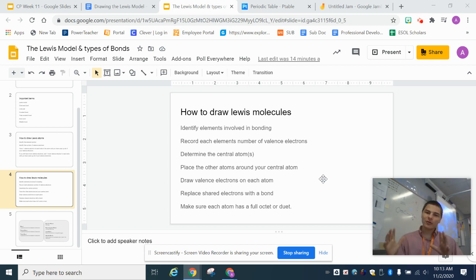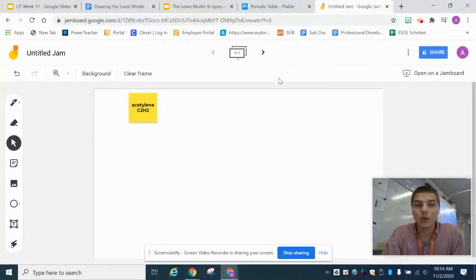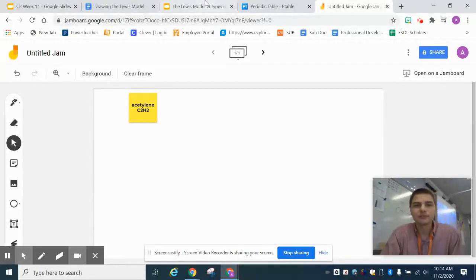Okay, so in our conversation about the Lewis model, we've worked on how to draw the Lewis model for specific individual atoms. We've learned about how to do it for molecules, but now I want to show us how to do the Lewis model for complex molecules. Because it turns out often in the world around us, things aren't super simple like water. Water is just one of the more simple molecules. So I'm going to show us how to draw a model for a molecule like acetylene.